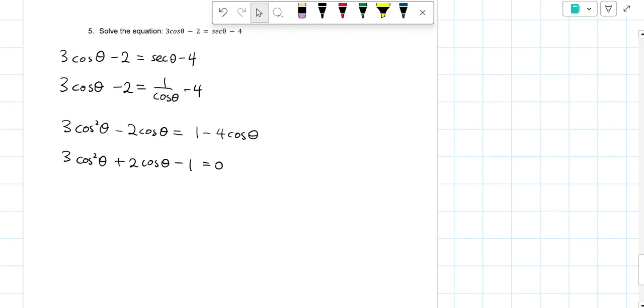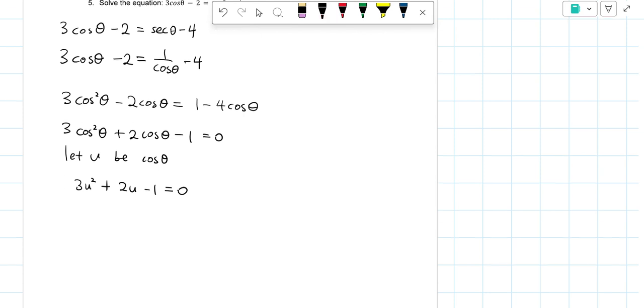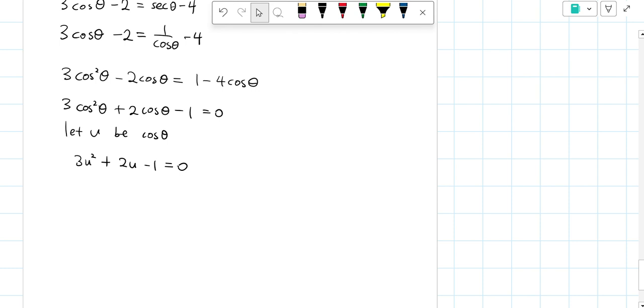Now at this point, again, we have one trig expression, so let's use a substitution. Let u be cosine of theta. Now let's replace: 3u squared plus 2u minus 1 is equal to 0. Now let's solve this equation. Why not use the quadratic formula, knowing that u can be solved by doing negative b plus minus square root of b squared minus 4ac divided by 2a.